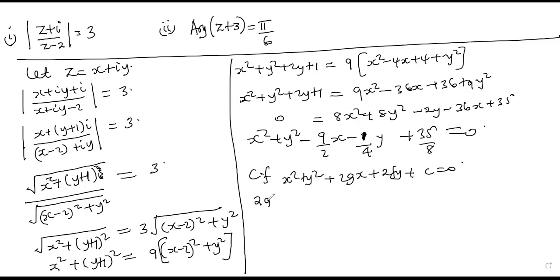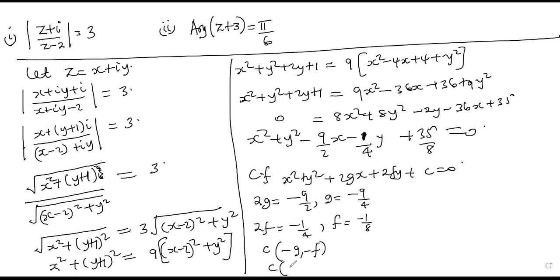So by comparison, you can see that 2g is equal to negative 9 over 2. Therefore, g is equal to negative 9 over 4. 2f is equal to, when you compare the y, negative 1/4. Therefore, f is equal to negative 1/8. So the center C is given by negative g, negative f. So C will be 9 over 4, 1/8. So hence the locus is the circle with this center.